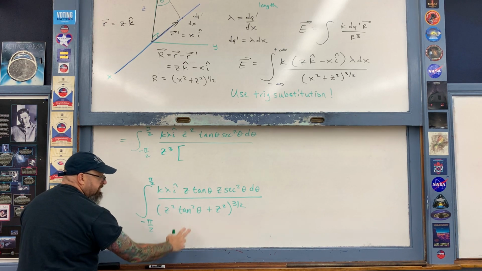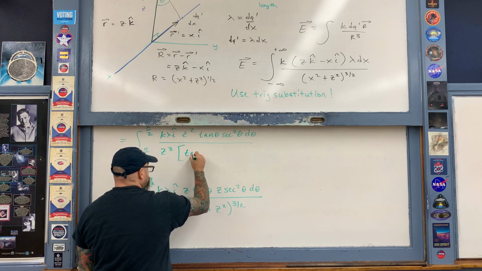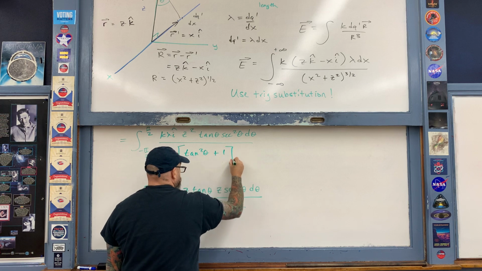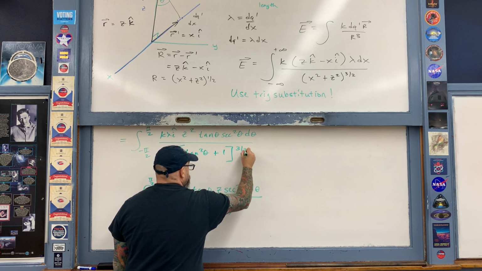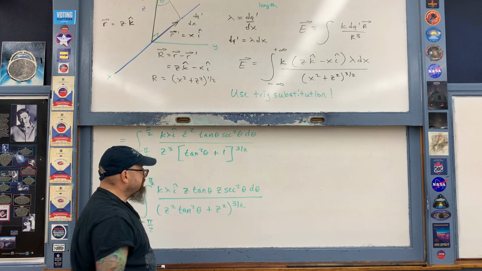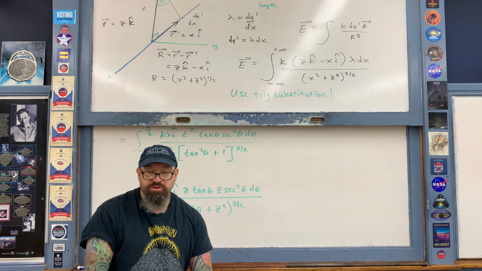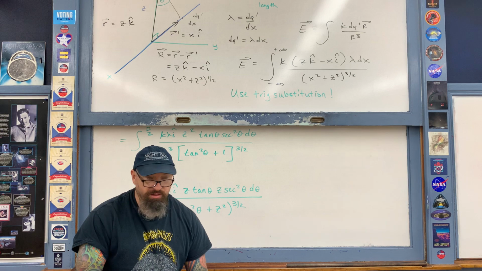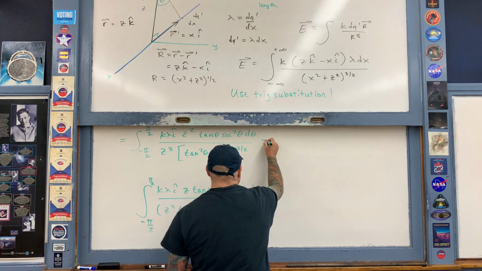I'll put it in brackets. Tangent squared theta plus 1, all to the 3/2 power. You may recognize tangent squared theta plus 1 as a trigonometric identity. Specifically, it's secant squared. So now let's go ahead and rewrite this.